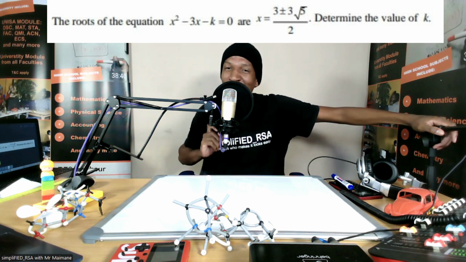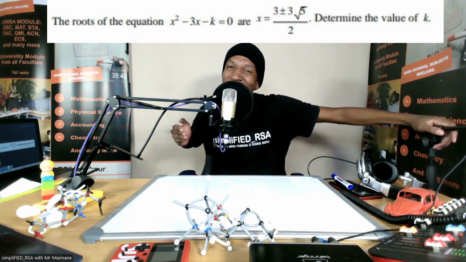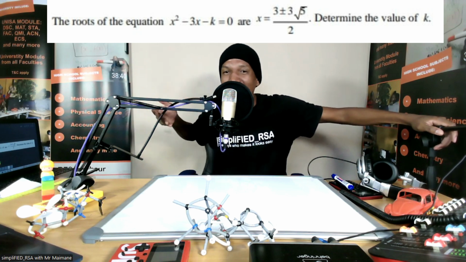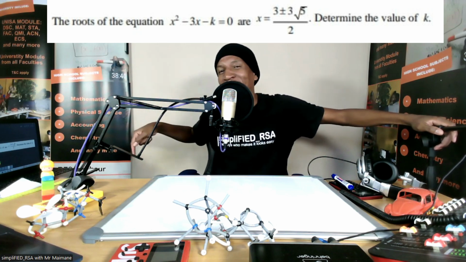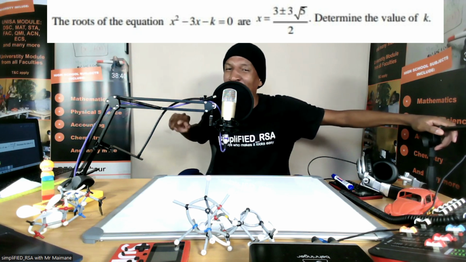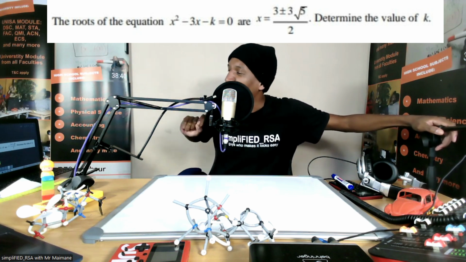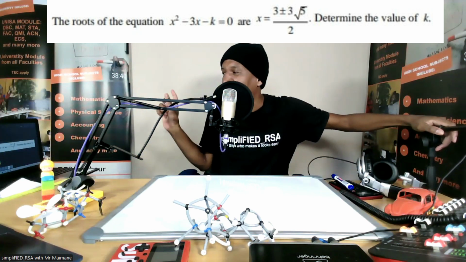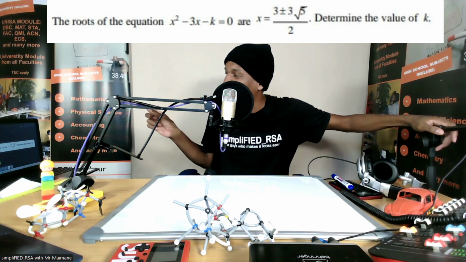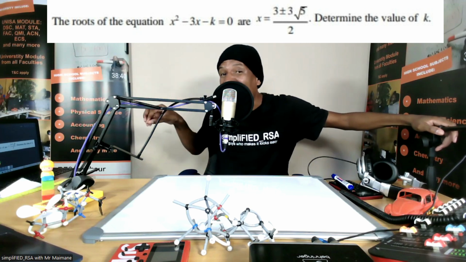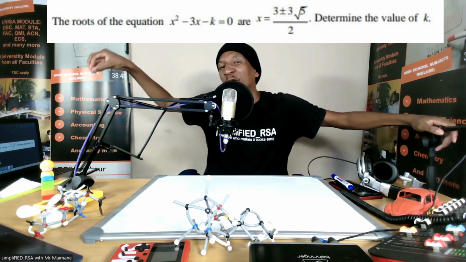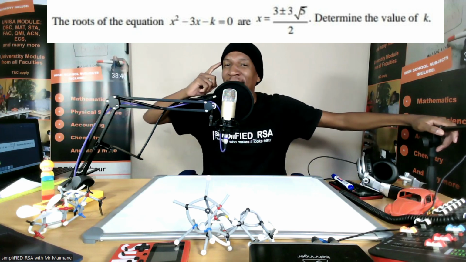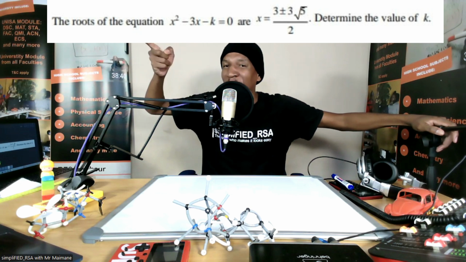Let me read the question again, because normally what we miss is to look at the question properly and understand what the question is about before we answer. Don't jump into the answer until you understand exactly what the question is about. So the roots of the equation x squared minus 3x minus k equals 0 are given. It must ring a bell in your head right now: the nature of roots, right?